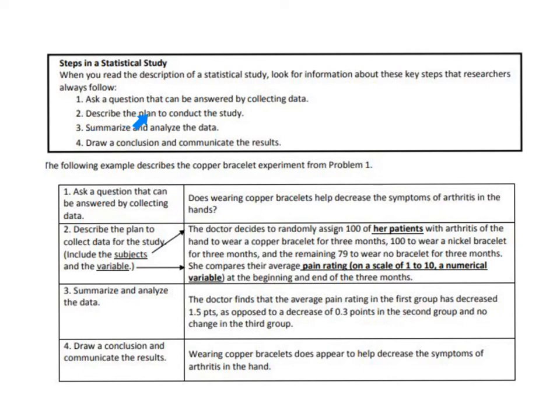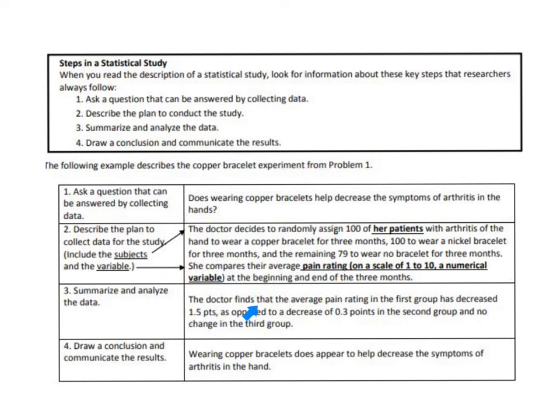Then the second step is to describe your plan. So the 2 things I want for the plan are your subjects and your variables. And your subjects, she's got 100 patients. And then the variables, you basically need to tell me the 2 things that you are measuring here. And so in this case, they're measuring the pain rating. On this one, I think they're doing the pain rating on a scale of 1 to 10. And it's a numerical value. And sometimes there's 2 things that they're comparing.